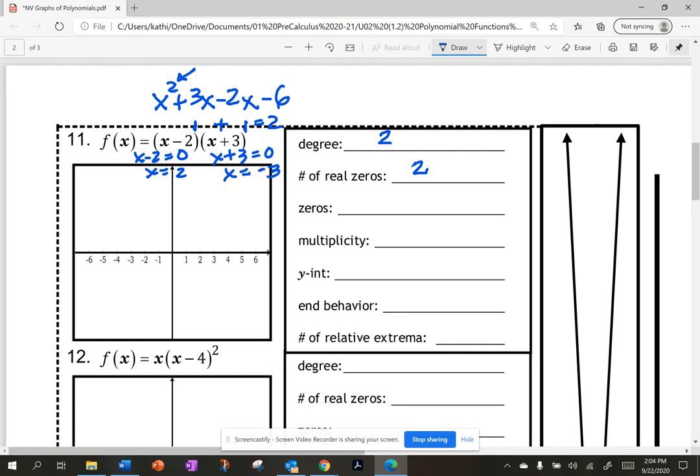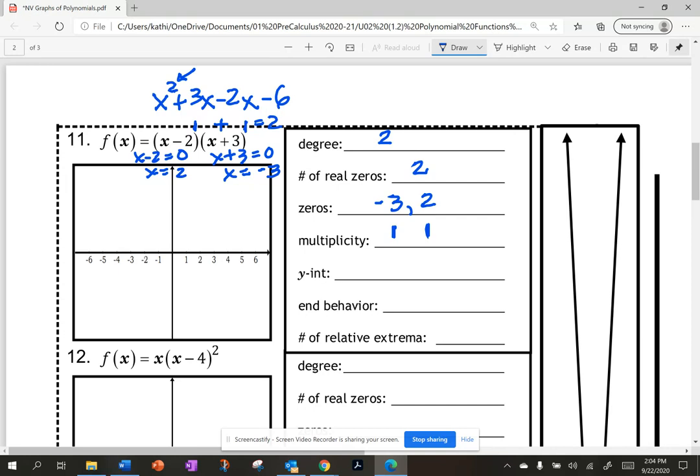So when I want to list my zeros, I want to list them from least to greatest because that helps me for the graphing. So my zeros are minus 3 and 2. Now the multiplicity means how many times that occurs. So I'm looking at the factor. What is the power of the factor? For the factor x plus 3, I'm raising it to the power 1, so I have a multiplicity of 1. Same thing for the factor of x minus 2. I'm raising it to the power 1, so I have a multiplicity of 1.